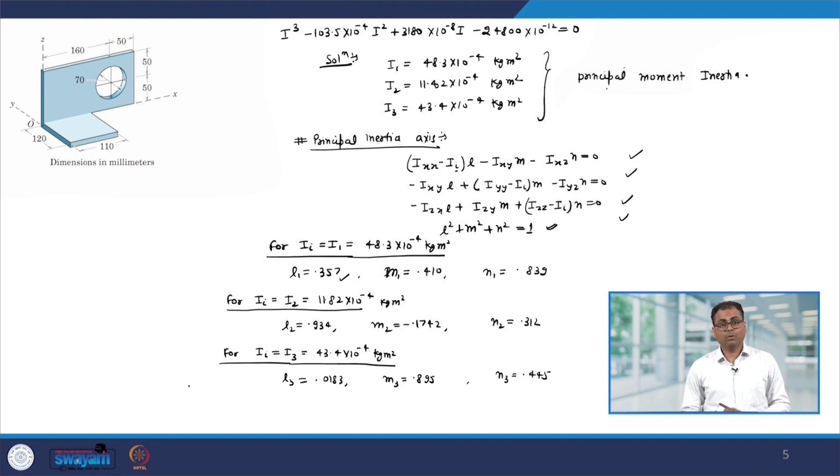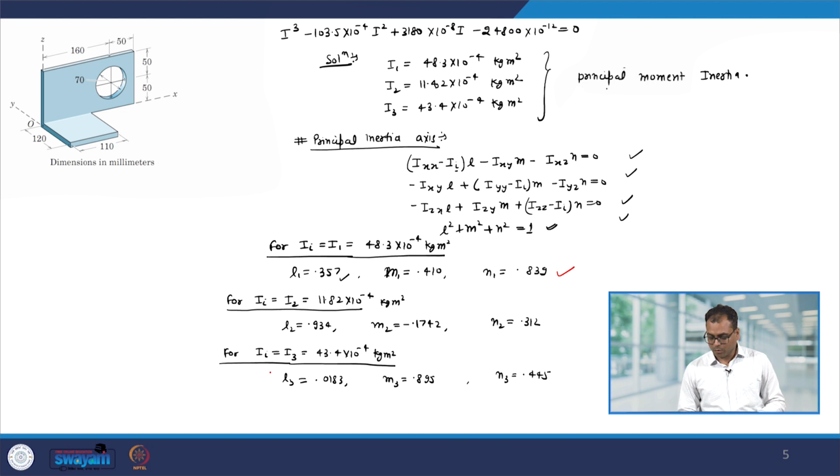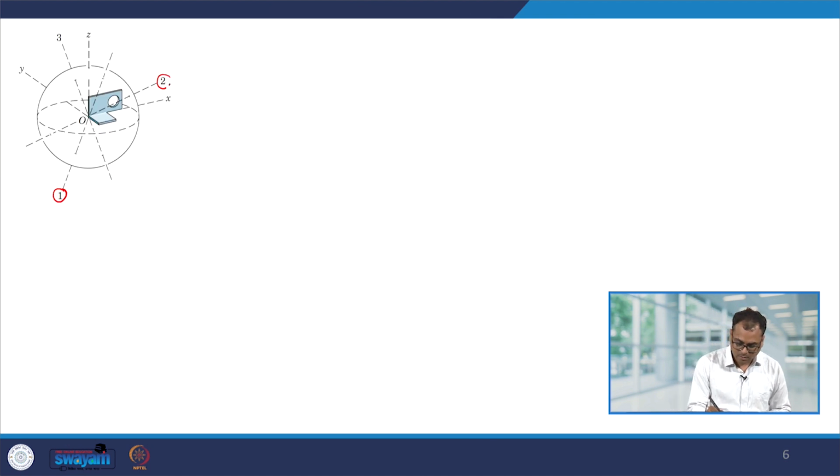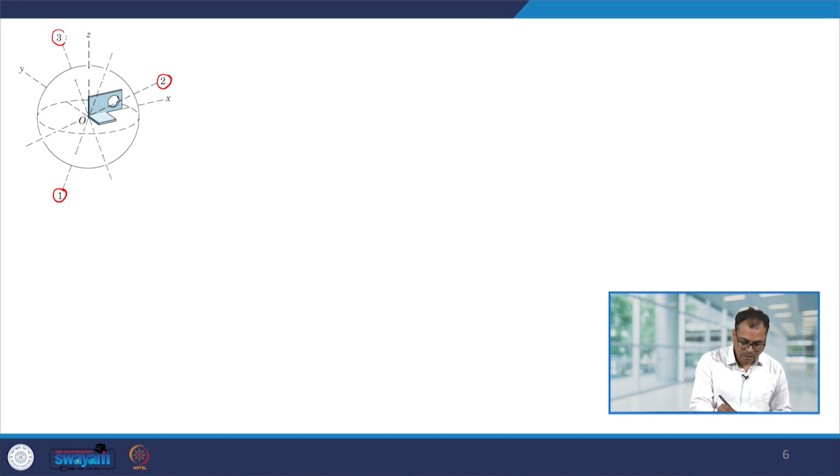Now, let me show you the orientation of the principal axes of inertia. Corresponding to L1, M1 and N1, we have the first principal axis. Corresponding to L2, M2 and N2, we have the second principal axis, and corresponding to L3, M3 and N3, we have the third principal axis. If we calculate the product of inertia of this structure about 1, 2 and 3, then it will be 0. There will not be any product of inertia.